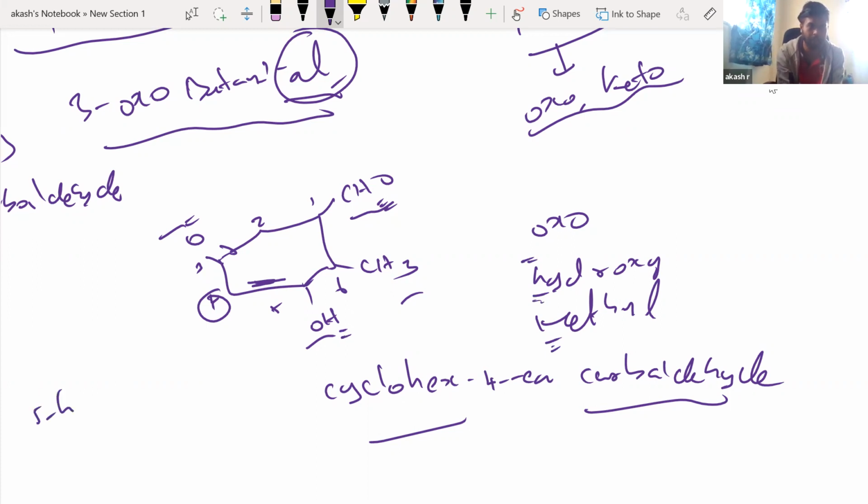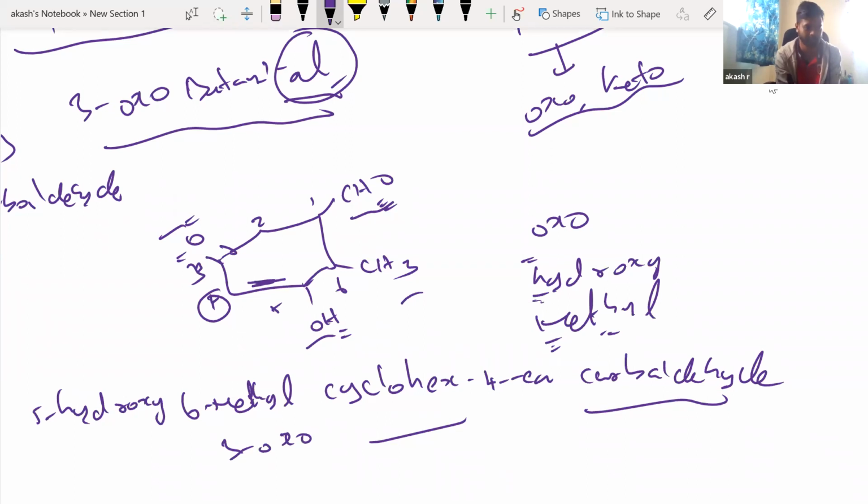So we write 5-hydroxy, done. Then comes methyl because that is having M, that is there in the sixth carbon atom, 6-methyl. And in the third carbon atom, you have ketone, that is oxo, so it is 3-oxo. That's it. 5-hydroxy, 6-methyl, 3-oxo, cyclohexane carbaldehyde. 1 carbaldehyde, if you want to mention, you can mention, but it is understood. This is the name of the compound.